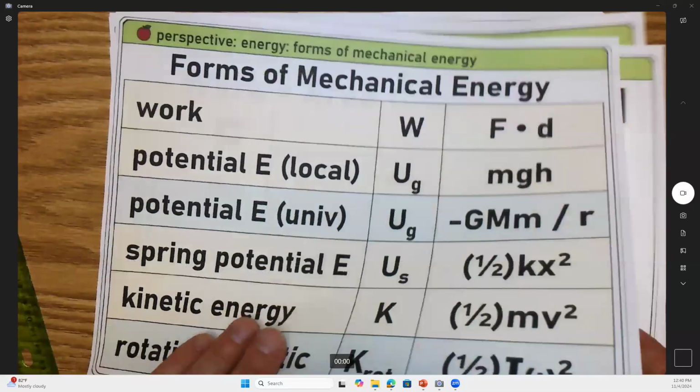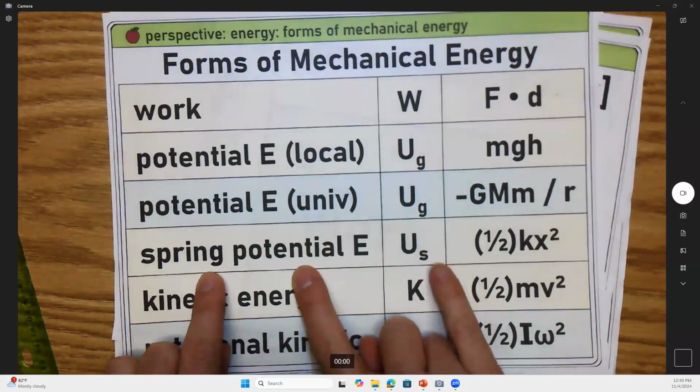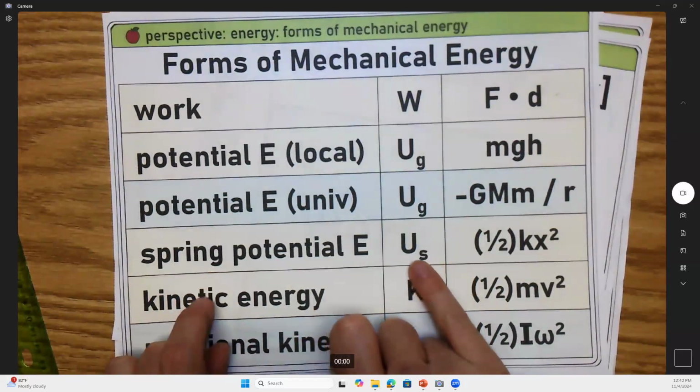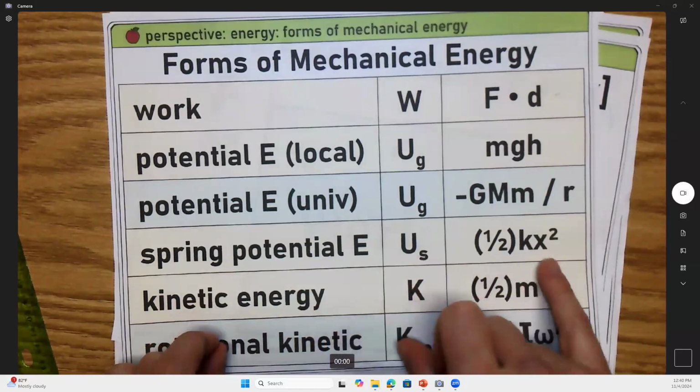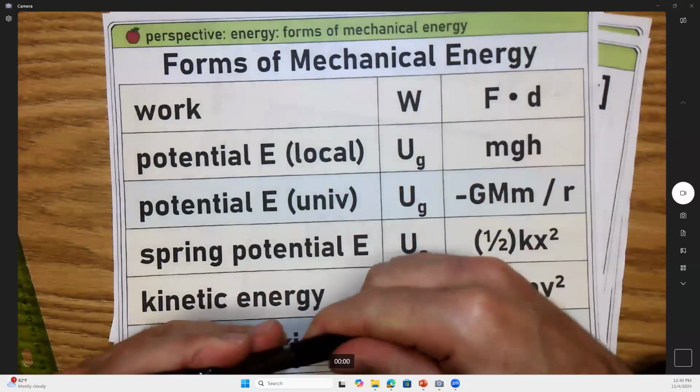Yeah, it's about to be springtime. You see spring potential energy? So it's also U, but subscript S for spring, 1/2 kx squared. What is that? Hey, K, is that like a spring constant? You guys heard of a spring constant?